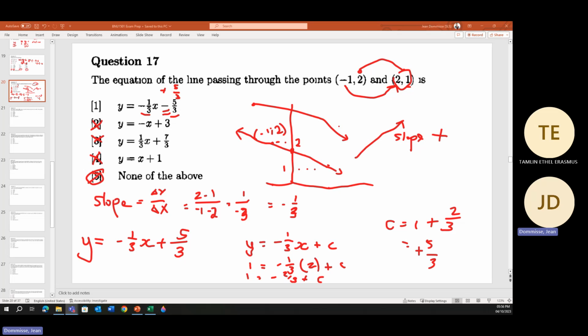Okay, so that is when you need to work out the equation going through 2 points, work out the slope, then you put the 2 points in that formula to work out the c value, so then you have the slope and the c, and you can get your final equation.